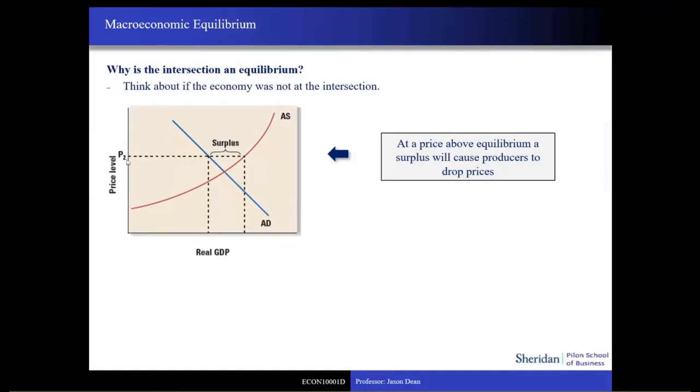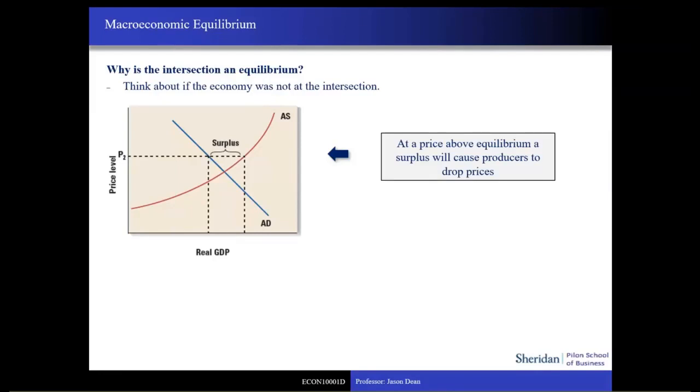So if the price is above the equilibrium price, we have a surplus. Now, would that be something that would persist? You can imagine at this higher price level, there's a lot of firms that are producing a lot of output. They're actually producing more than what people want. Will they keep doing that?